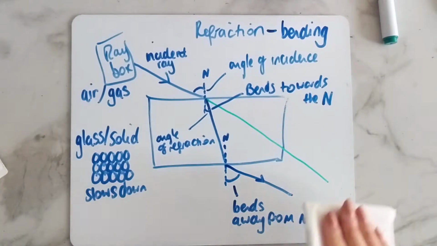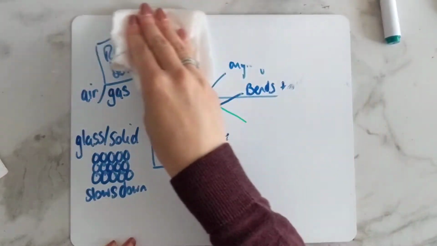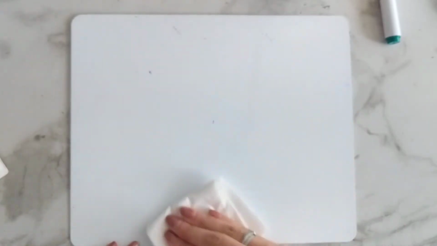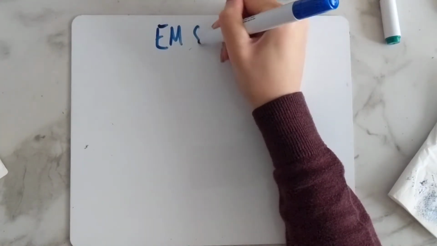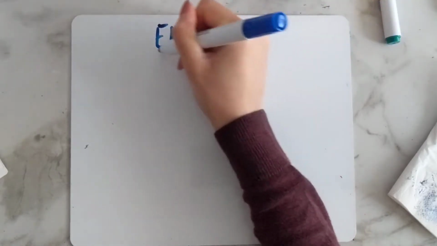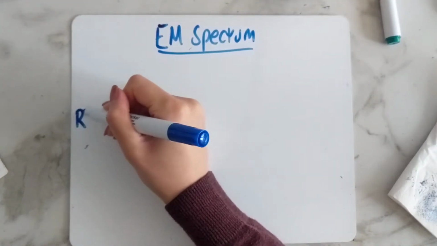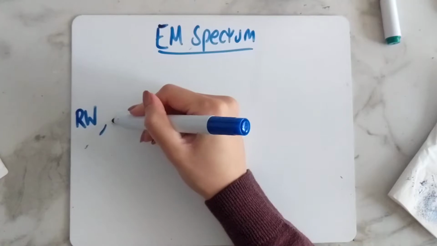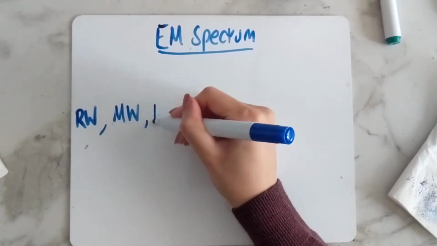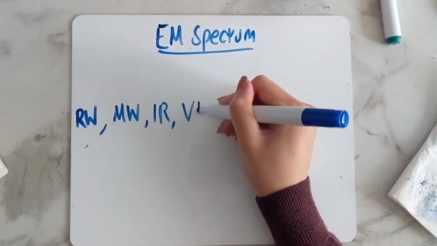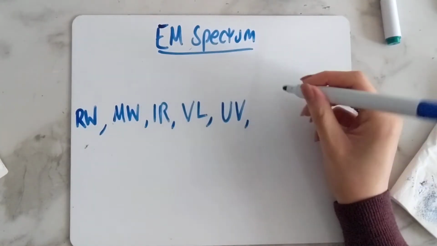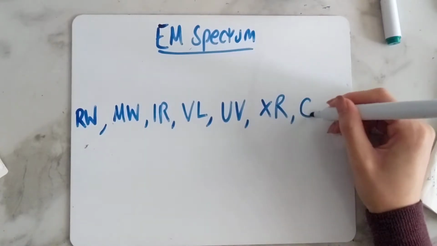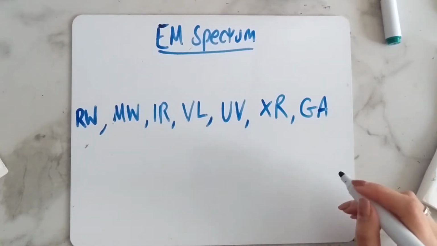Right, let's talk about the EM spectrum, so electromagnetic spectrum. You do need to know the order of the electromagnetic spectrum, because often there's like a fill in the blanks question. So let's start with radio waves. I'm just going to write it in order in shorthand because I don't really have that much space. So radio waves, microwaves, infrared, visible light, ultraviolet, X-rays, and gamma rays.